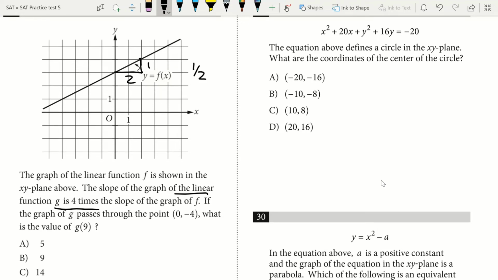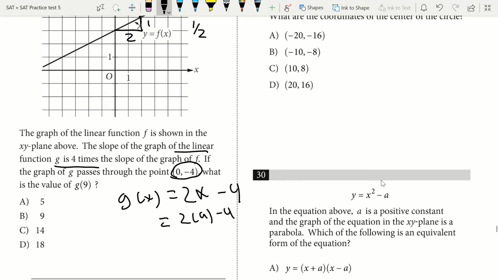I'm told that my function g of x has a slope that is 4 times 1/2. 4 times 1/2 is 2, so I'll have 2x, and it passes through the point (0, -4), so that means my y-intercept is -4, so I'll have 2x minus 4 as my equation. What's the value of g of 9? That's going to be 2 times 9 minus 4. I know that 2 times 9 is equal to 18, and 18 minus 4 is equal to 14. My answer is going to be 14, C.